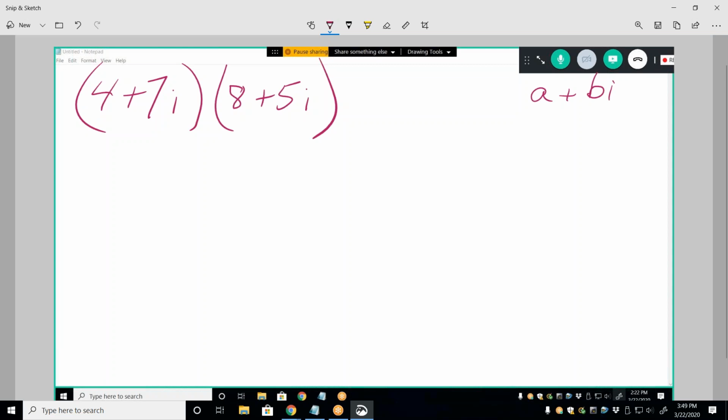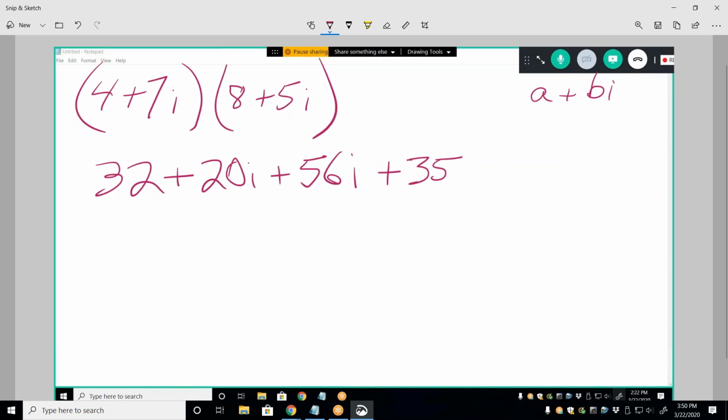What's the first? 32. What's the outside? 20i. What's the inside? What is that? 42i? 56. 56. Dang it. And what's the last one? 35i squared. Okay, you should have a calculator. Just a little simple 4-function calculator like I have. You need one of those in front of you also.